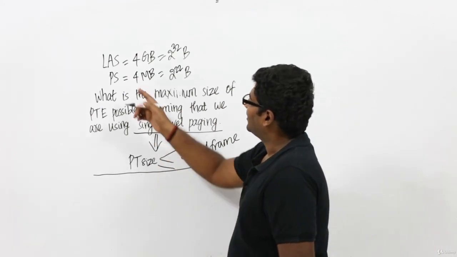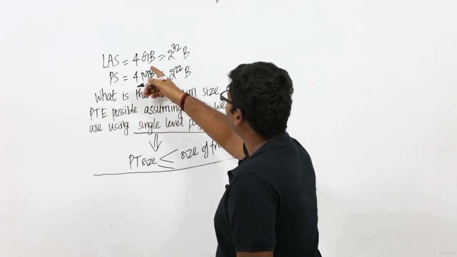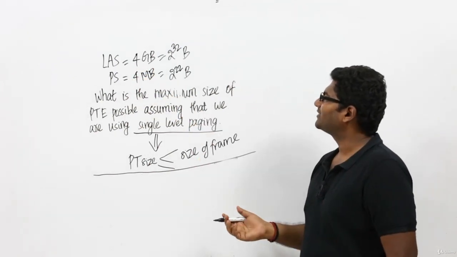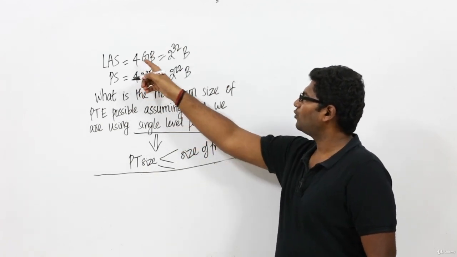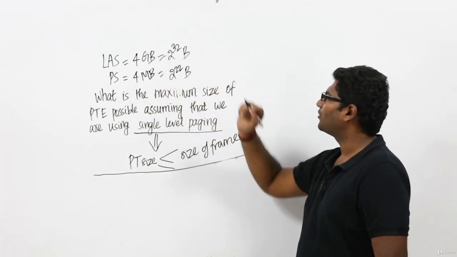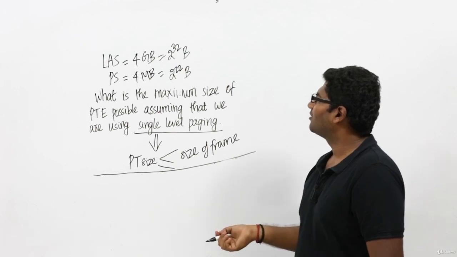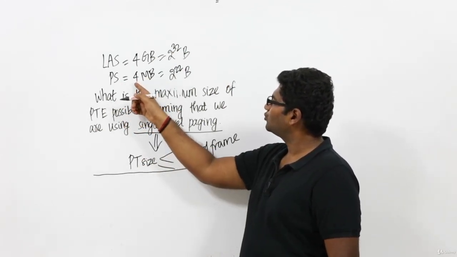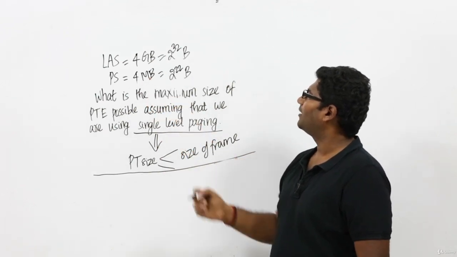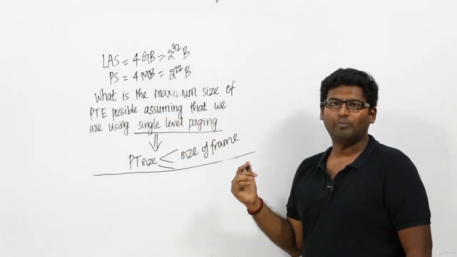Fine. They have given that logical address space equal to 4 gigabytes. So I have just converted it in terms of powers of 2: 2 square into 2 power 30 bytes, which is nothing but 2 power 32 bytes. Also they have given that page size equal to 4 MB. So 4 is nothing but 2 square into 2 power 20 bytes, which is nothing but 2 power 22 bytes.